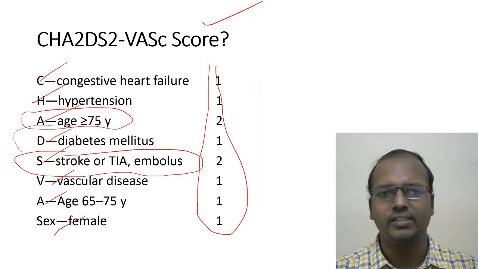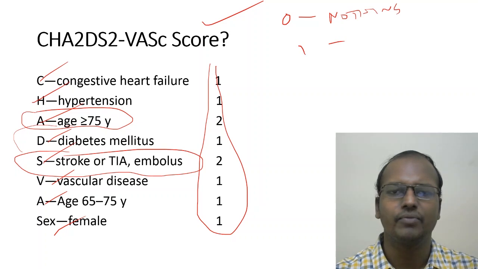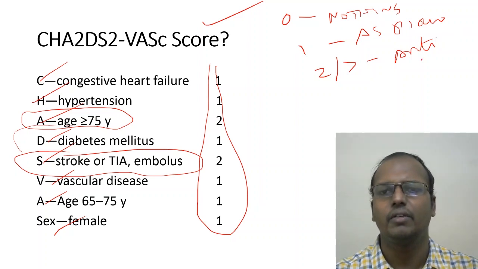If the score is 0, then no need to give anything. Give nothing. If the score is 1, then you can give aspirin. If the score is 2 or more than 2, then you have to give anticoagulants.